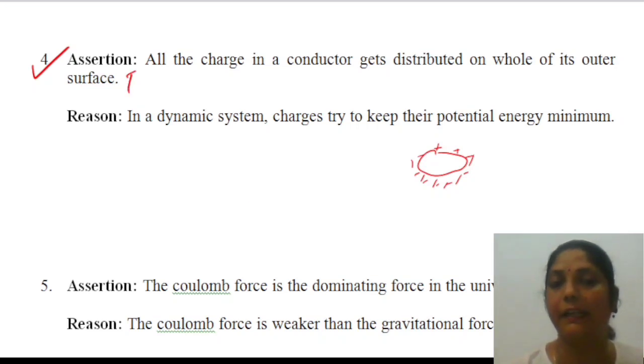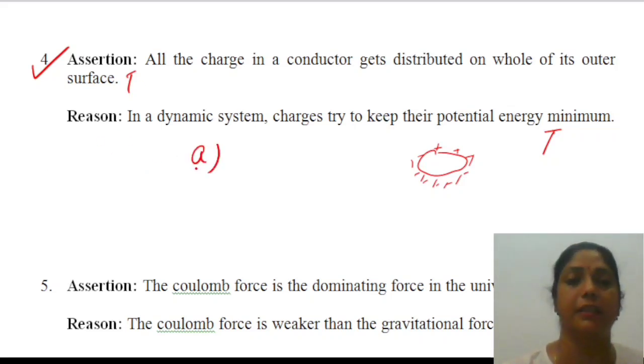Reason: In a dynamic system, charges try to keep their potential energy minimum. Yes, this statement is also true. That's why all the charges in a conductor get distributed on whole of its outer surface, because in a dynamic system, charges try to keep their potential energy minimum. Both assertion and reason are true, and this reason is correct expression of assertion. So option number A is correct, right? Hope it's clear to all of you.